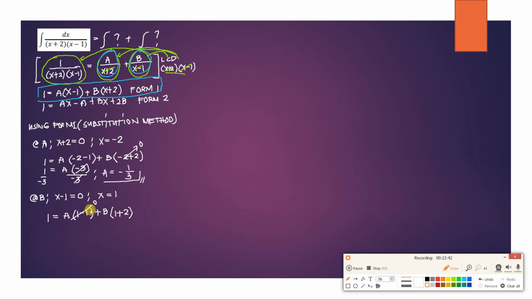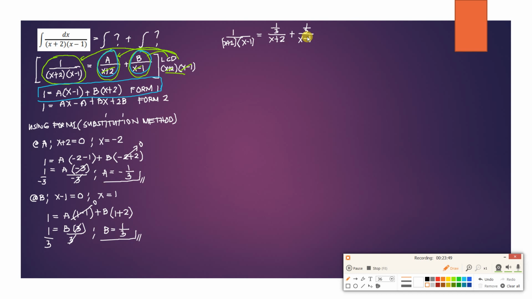So, yung 1 minus 1 is 0, wala nang a, meron na lang akong b times 3. Dividing both sides by 3, we have b, which is equals to 1/3. Okay, so meron na akong a and b. So, yung kanina, palitan na natin. Now, 1 over x plus 2 quantity x minus 1 quantity can now be transformed into a over x plus 2, where a is negative 1/3 over x plus 2, plus b over x minus 1, where b is 1/3 over x minus 1. So, ayan yung equivalent form niya.